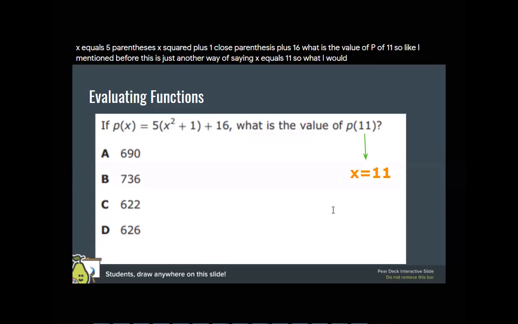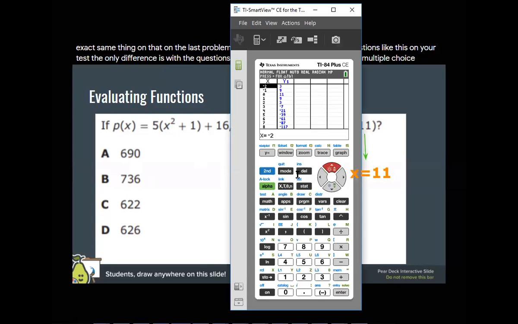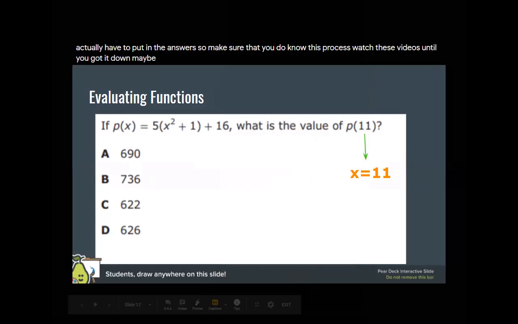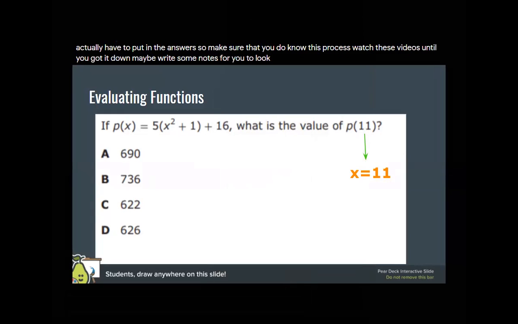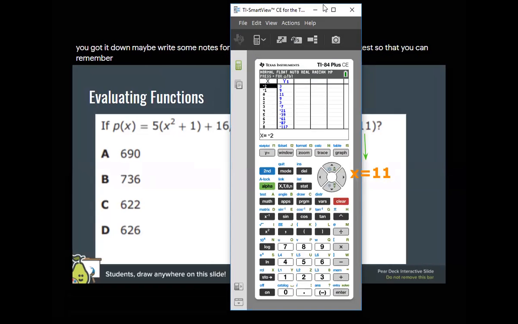So what I would do is I would just do the exact same thing I did on the last problem. And you're going to have 2 questions like this on your test. The only difference is with the questions on the test, you are not going to have multiple choice. You're actually going to have to put in the answers. So make sure that you do know this process. Watch these videos until you got it down. Maybe write some notes for you to look over before you take the test so that you can memorize kind of the steps that you have to do.